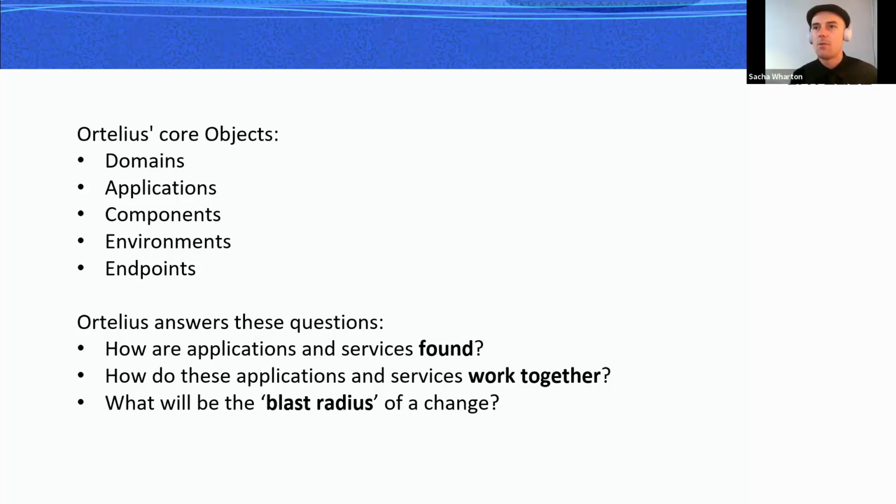I'm sure there's a whole lot more, but I jotted down these 3: How are applications and services found? How do these applications and services work together? And what will be the blast radius of a change? So if you make a change to the system, what is it going to affect? What's it going to change across your entire distributed microservice architecture?